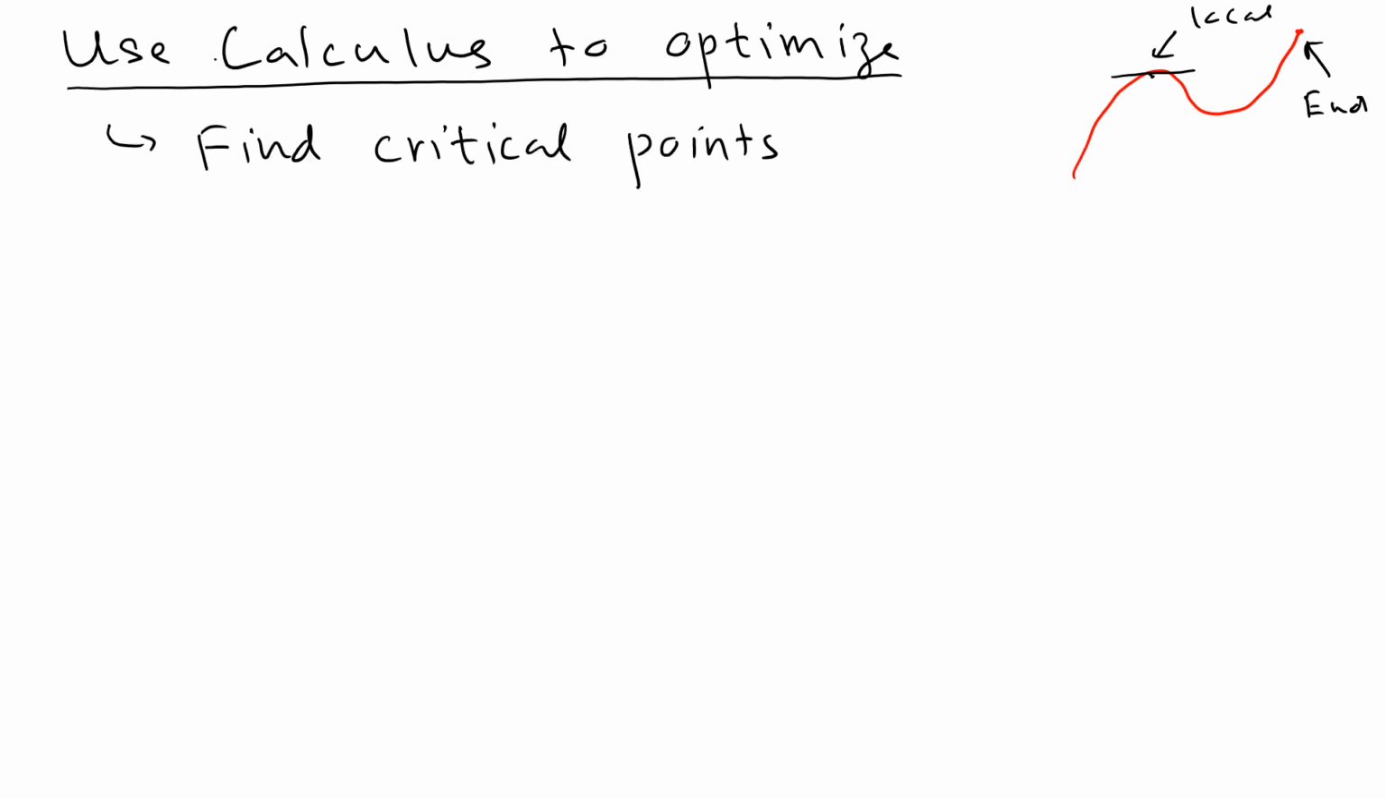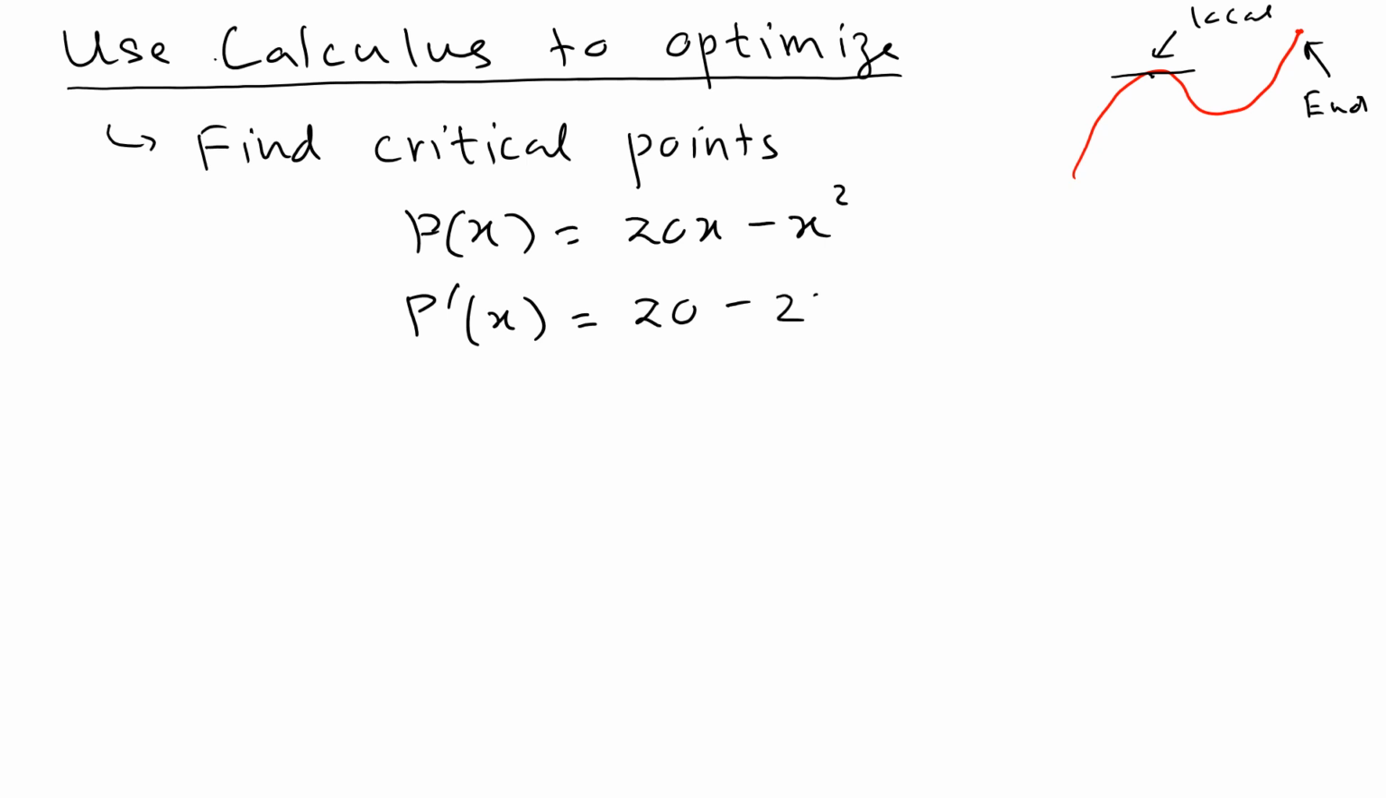So to find the critical points, we look at the function and take the derivative. So we have P(x) equal 20x minus x squared. If you take the derivative, you're going to get 20 minus 2x. Now we're going to set this equal to 0, because you know that the local maximum or minimum can happen at the critical point.